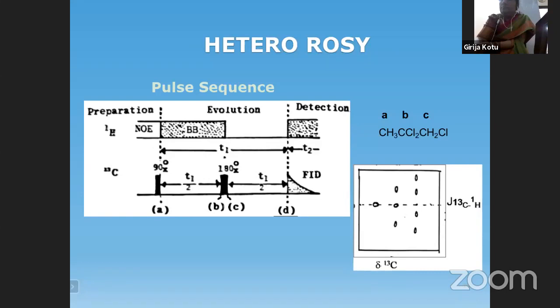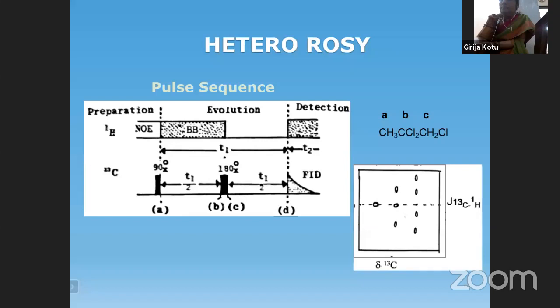Because we'll have to irradiate the sample even in the proton channel, then only the protons also will get affected, because we are going to see the coupling between carbon and proton, isn't it? Carbon and proton, whether coupling or decoupling. So on the top, you are going to give the irradiation in the proton channel, that is preparation and then evolution and detection. And below, for C13, a 90-degree pulse is given, followed by 180, and then finally detection.